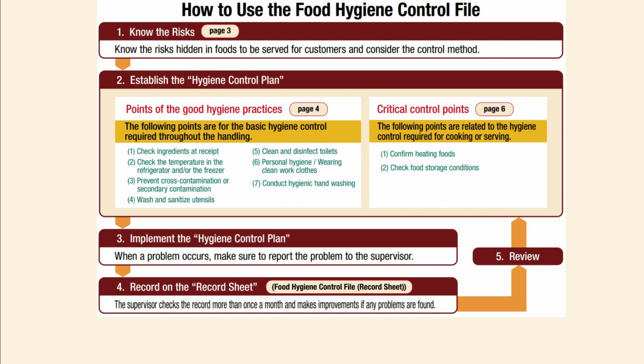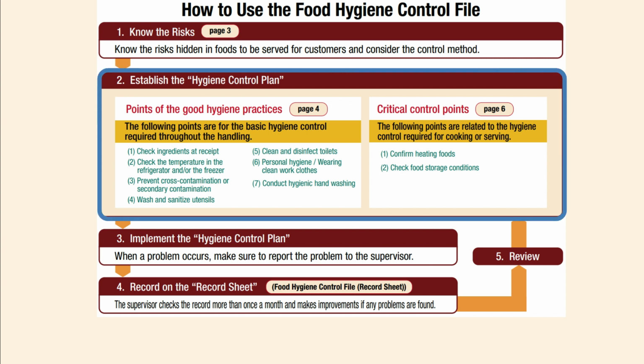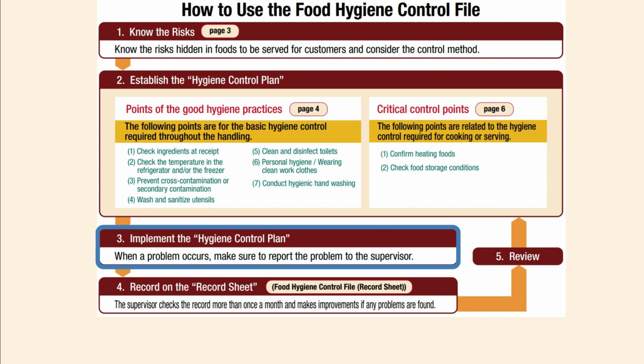See page 2 of the Hygiene Control Plan of the Food Hygiene Control File. How to use the Food Hygiene Control File. The first thing to do is to know the risks. The next step is to create a hygiene control plan. The hygiene control plan includes good hygiene practices and critical control points. The next step is to implement the hygiene control plan.